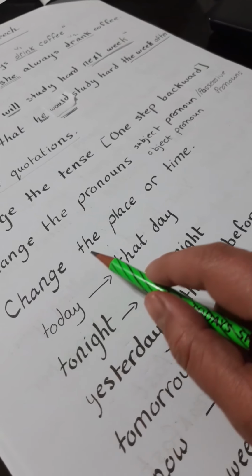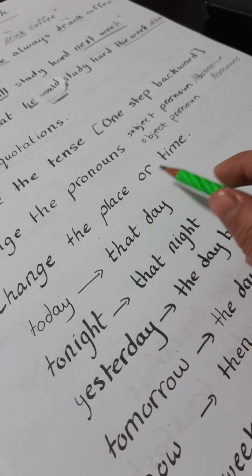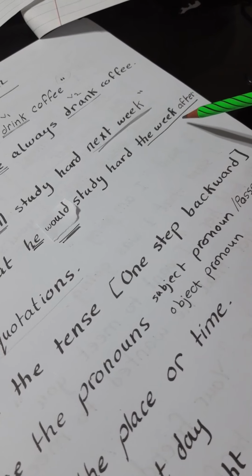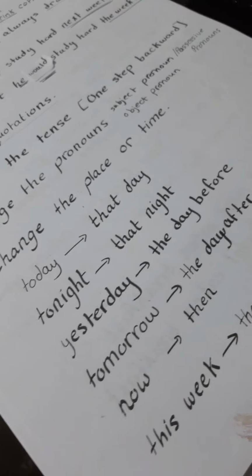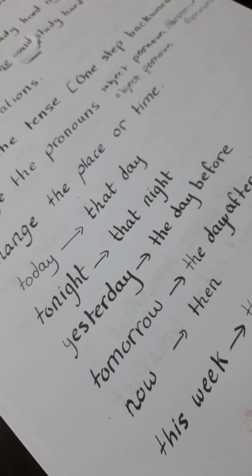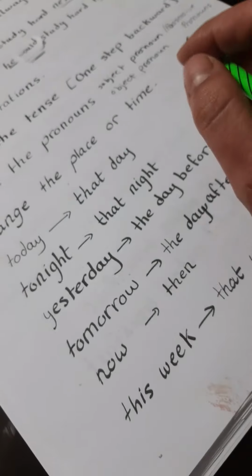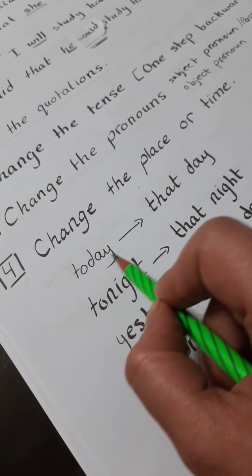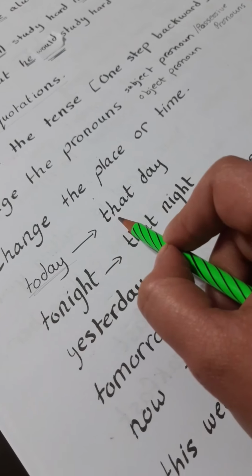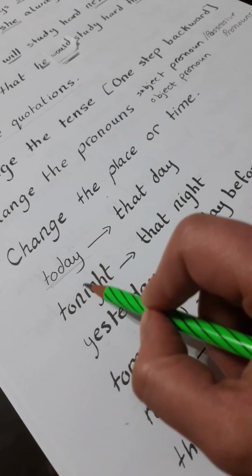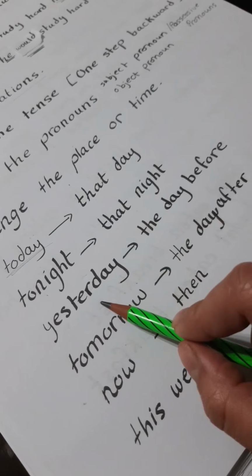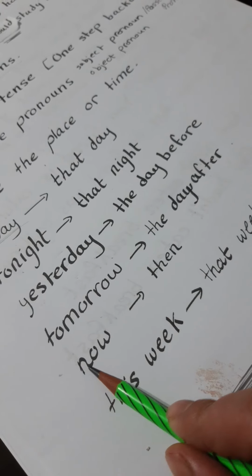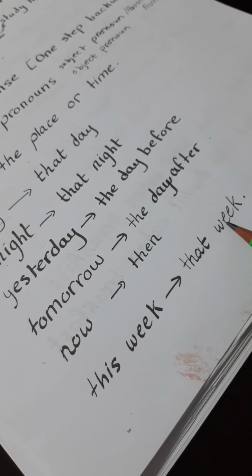Number four, change the place or time. Actually, as you noticed here, we changed next week to the week after. And now, here are some examples about the places or time that we should change in the sentence if we have them. If you have today in the direct sentence, you have to change it to that day. Today, that day. Tonight, that night. Yesterday, the day before. And tomorrow, the day after. Now, then. And this week, that week.